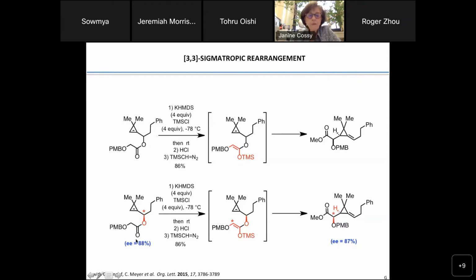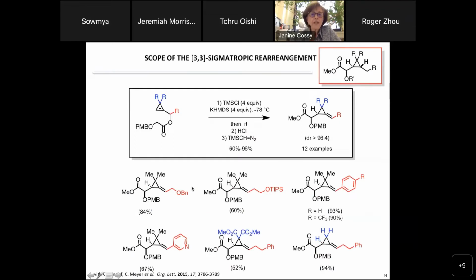Now, you can see that you have a very good transfer of chirality. If you are starting from a compound with an enantiomeric excess of 88%, you get an enantiomeric excess of 87% from this cyclopropane. The reaction is very general. You can have different R groups at this position or on the cyclopropene.